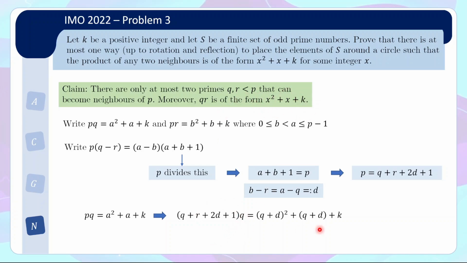And indeed, many terms cancel out. Q squared here cancels with the Q squared here. 2DQ cancels with the 2DQ here. Q cancels with the Q here. So QR equals D squared plus D plus K. And so indeed, we have shown that QR is also of the desired form.